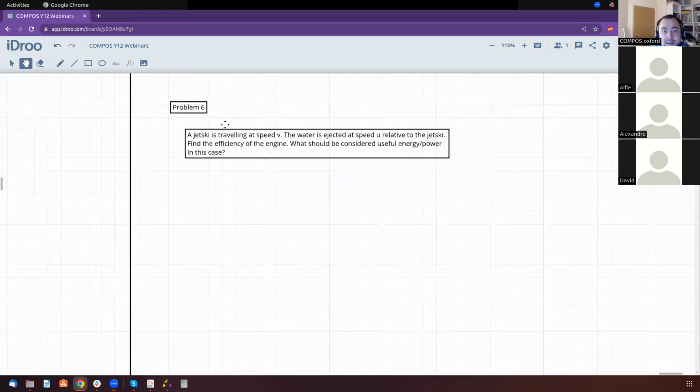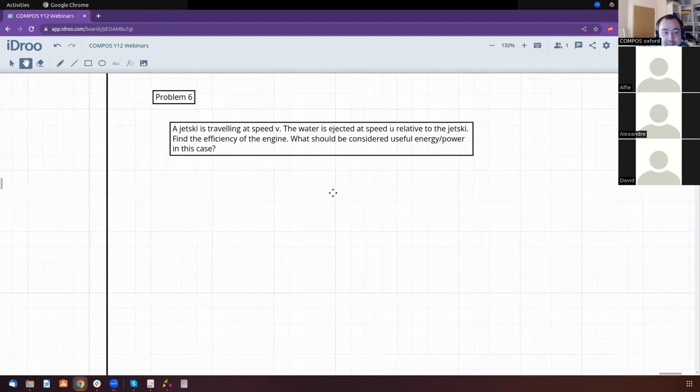Okay. A jet ski is traveling at speed v. The water is ejected at a speed u relative to the jet ski. Find the efficiency of the engine. So this is quite an unusual problem. You would probably not encounter anything like that in school.